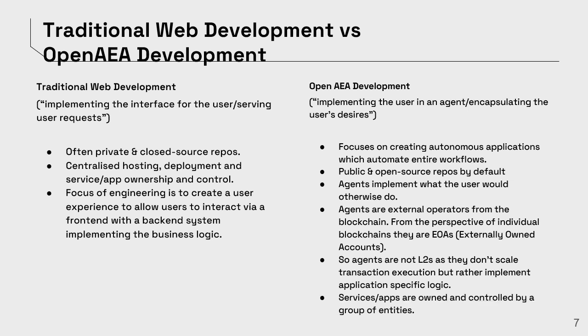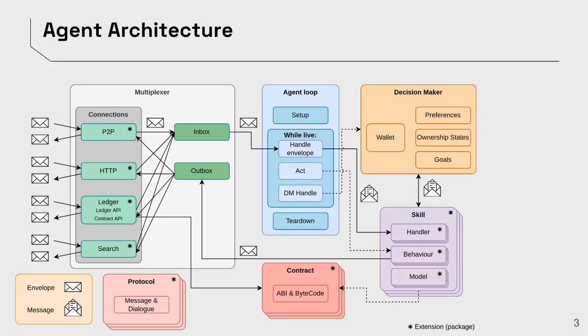And what's important is that services and apps are owned and controlled by a group of entities. So this brings the decentralization of the services. Services are not owned by a single entity. The Open AEA framework defines a number of components that every agent has internally.